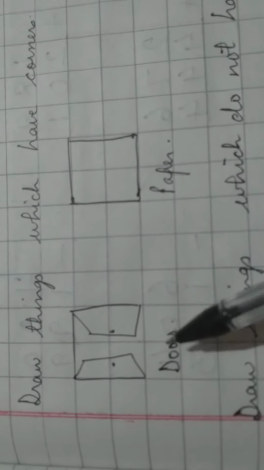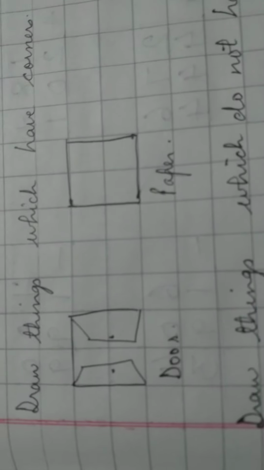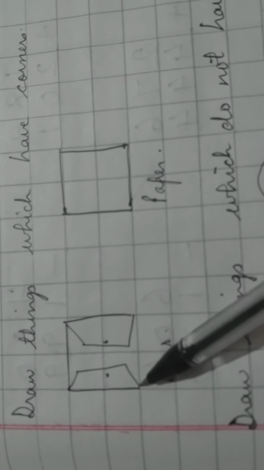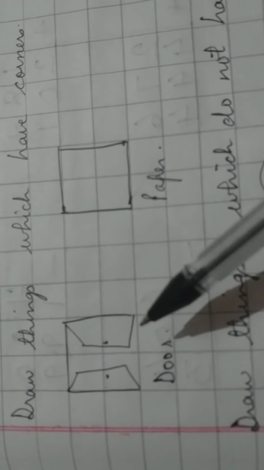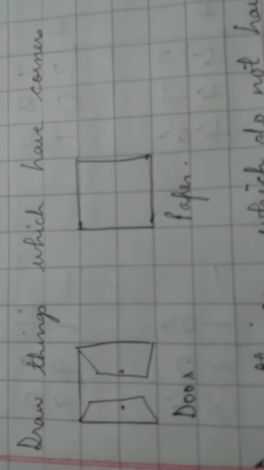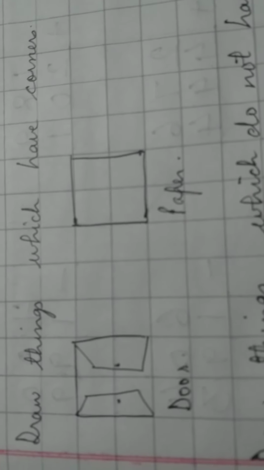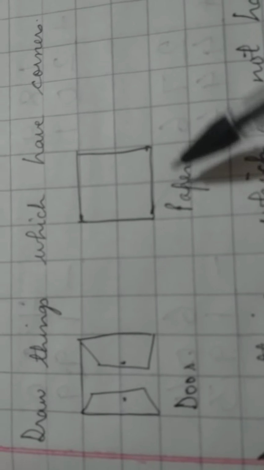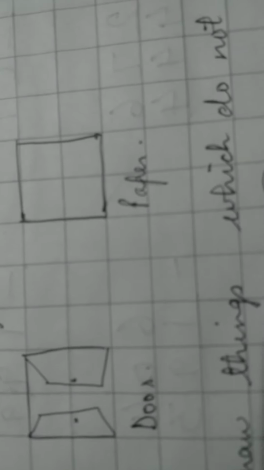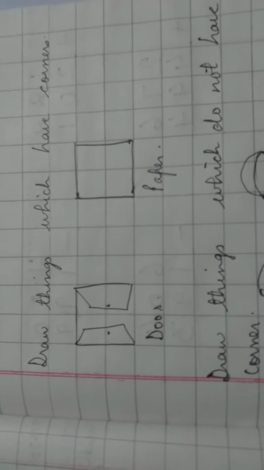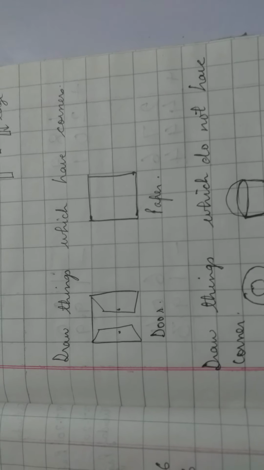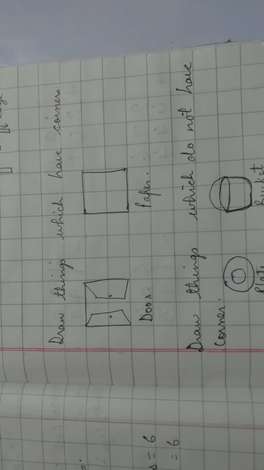So next we come to things which have corners. Now the door, everybody has a door in their house, at school also. So the door has corners. See, these will be the corners. Okay, and when you take a paper, just as I've shown you before, a triangle or a square paper, it will have corners. So you can draw any other things which have corners. For example, you can draw a triangle, you can draw a rectangle.